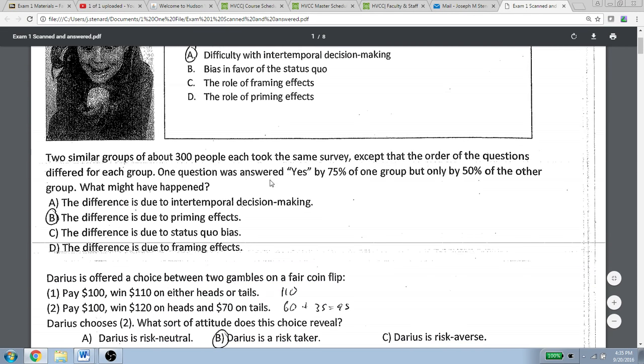This next question has two similar groups of people. In one group, 75% answered yes, and only 50% of the other group did. What might have happened? Well, it must have been with the priming effect. Something about the order of the questions was key.